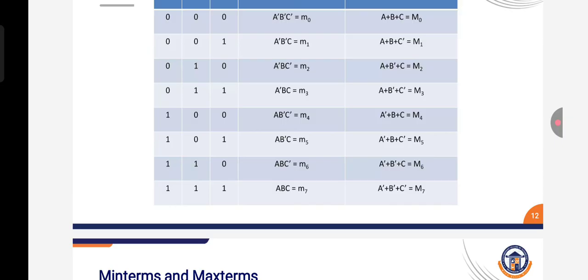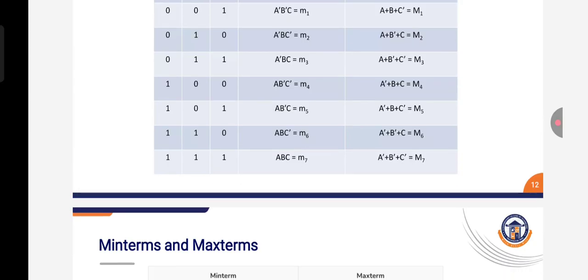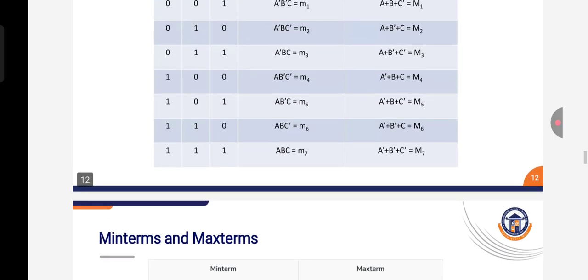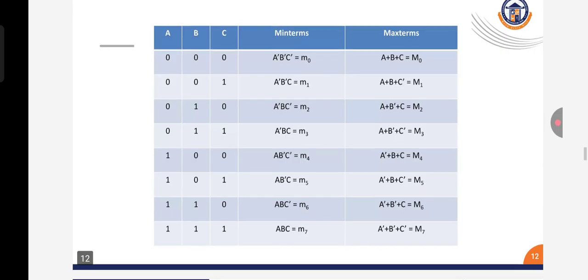Next, the combination 1 0 1. The corresponding minterm is ab'c and the maxterm is a' plus b plus c'. The next combination 1 1 0. The corresponding minterm is abc' and the maxterm is a' plus b' plus c. The final combination 1 1 1. The corresponding minterm is abc and the maxterm is a' plus b' plus c'. The minterm is denoted as small m and the maxterm is denoted as capital M.